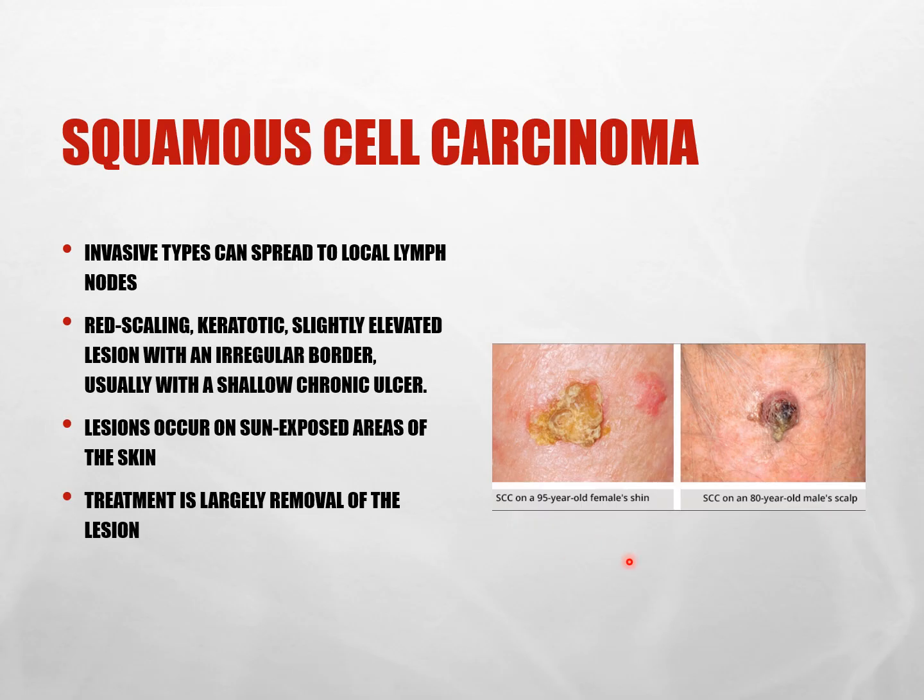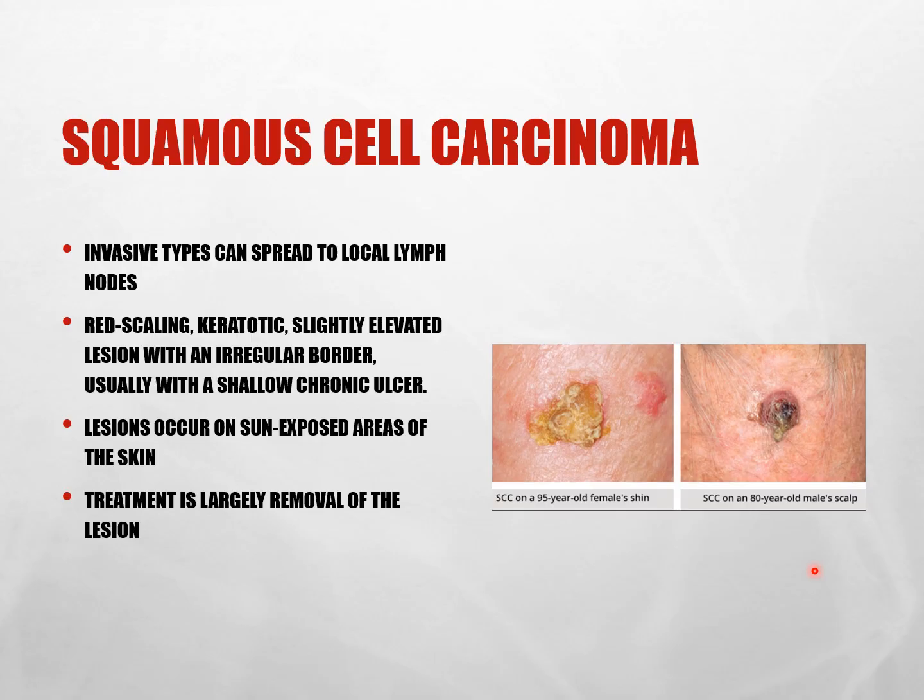Squamous cell carcinomas, you can see those kind of pictured here, are an invasive type of skin cancer that can also spread to local lymph nodes. They're usually red scaling keratotic lesions that are slightly elevated with irregular borders, so you can kind of see that here. And they usually develop looking like kind of a shallow chronic ulcer.